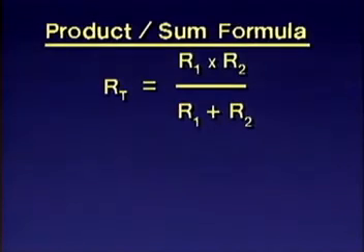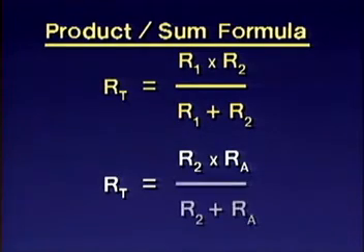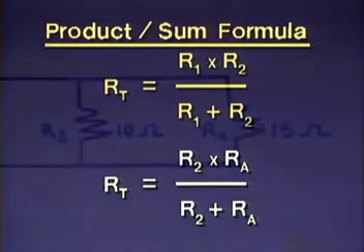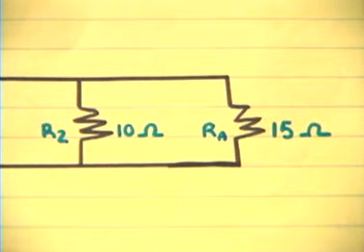To do this, use the product divided by the sum formula, which says total resistance for two resistors connected in parallel is equal to R1 times R2 divided by R1 plus R2. Substituting the variables from this circuit, you'll find that the equivalent resistance is equal to R2 times RA divided by R2 plus RA. R2 is 10 ohms, and RA, which is R3 and R4 combined, is 15 ohms.